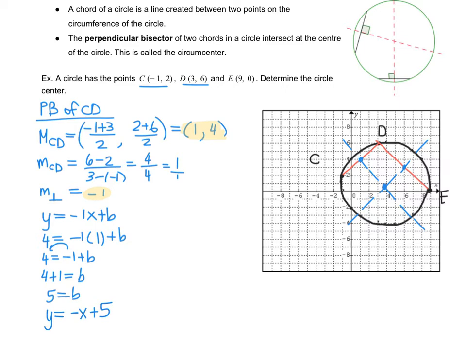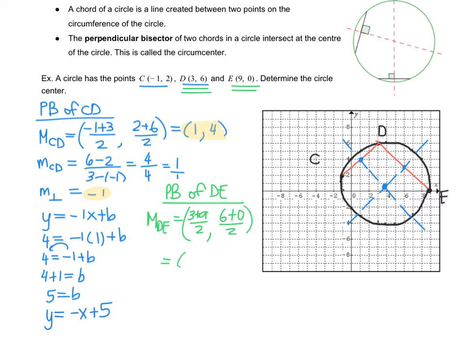Now, let's do our second perpendicular bisector, and this time we're going to look at the perpendicular bisector of DE. So I'm going to find the midpoint of DE, because that's the first thing we plotted. I'm going to look at these coordinates, and I don't want to mess them up. So 3 plus 9 divided by 2 for the x's, 6 plus 0 divided by 2 for the y's, and that will give me 12 over 2, which is 6, and 6 over 2, which is 3. So there's my midpoint.